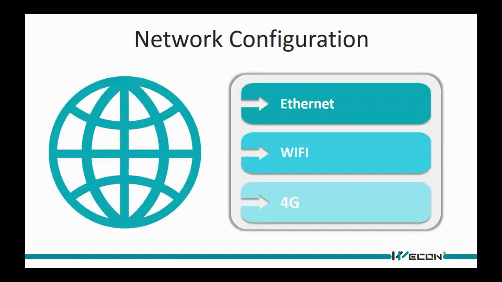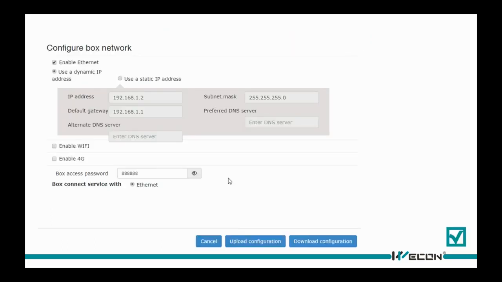All V-Box devices work on the network, so there are three network configuration modes for different models. This is the network configuration interface. We could set some necessary parameters on it, and then download the configuration to the V-Box.